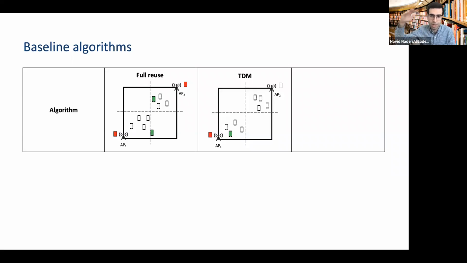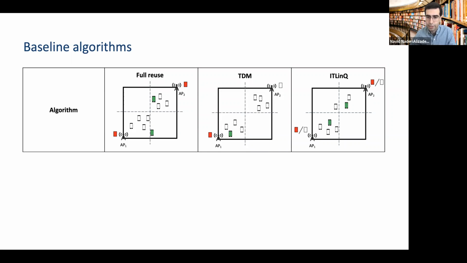That's kind of to gauge how we're doing in terms of the 5th percentile rate, or the fairness among the users. And as a centralized baseline, we also look at ITLIQ that I mentioned. So it's again PFS scheduling of the users, and we use that centralized greedy algorithm to decide which APs to turn on and which of them to turn off.